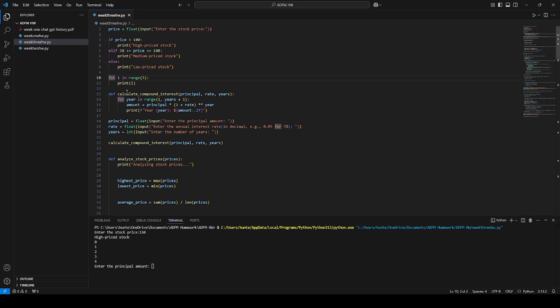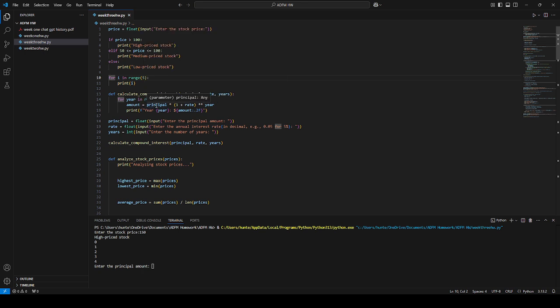Lines 13 through 22, we want to calculate compound interest, which will take the principal, the rate, and the years. And here's our loop again. It'll run from year 1 to however many years we decide to choose.